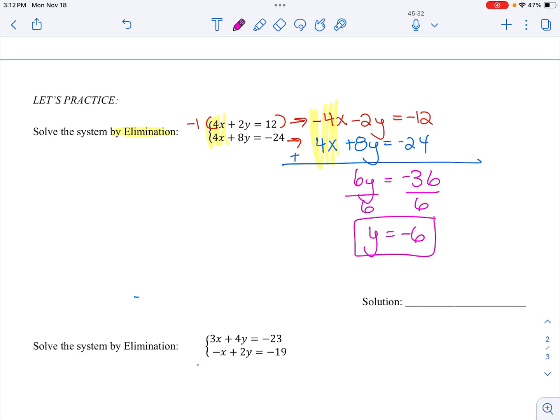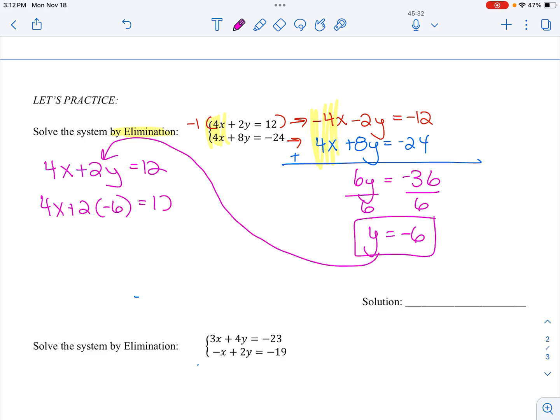just need to take this y and I can sub it into either one of those equations. It doesn't matter. I typically pick the one that I find a little bit easier to work with. I think that top one is a little bit easier to work with. There's less negatives in there. And all I do is I substitute that in. So now I have 4x plus 2 times -6 equals 12.